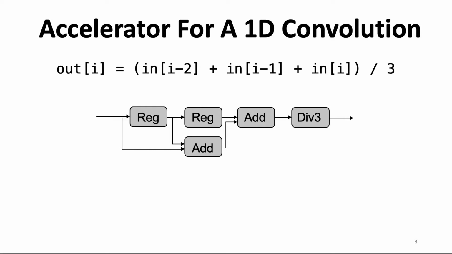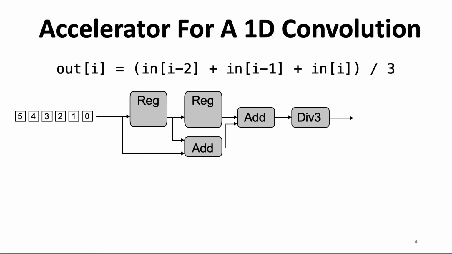As an example of this trade-off, let's consider an accelerator that implements a convolution on a stream. This accelerator computes the average of the last 3 elements that have arrived. It's performing the same computation as the expression above it. When running on an input stream like this set of 6 elements, the first 2 elements of the stream are gonna get shifted into registers in order to store them on the chip.